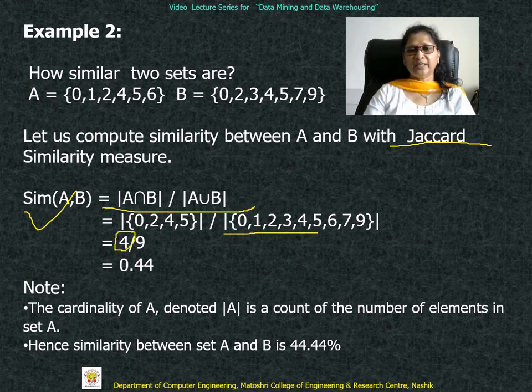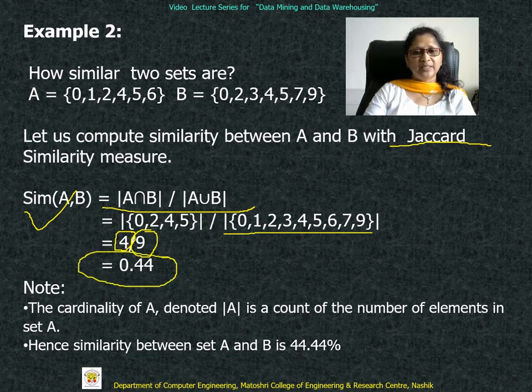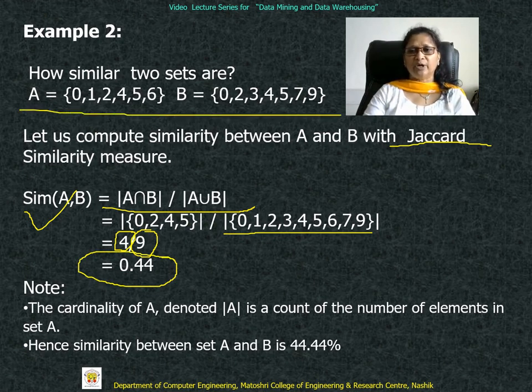And union is nothing but the set of all such members which are present in either A or B or in both. And as it is a set of unique elements, members which are present in both the sets are listed only once. So the cardinality of the union comes out to be 9, and similarity 4 by 9 results in 0.44. So we also say that similarity between two sets A and B is 44%.